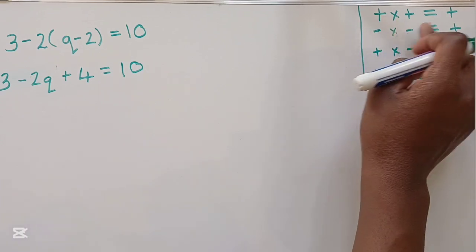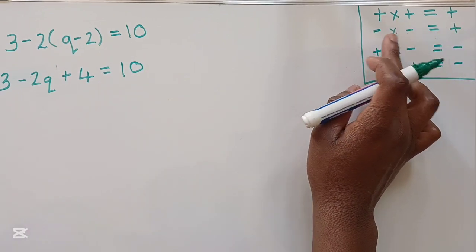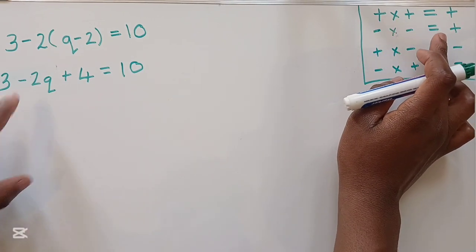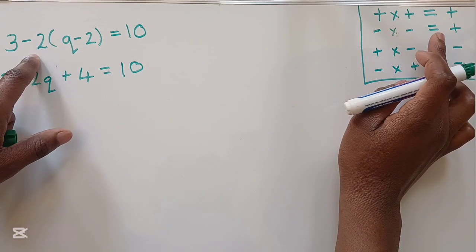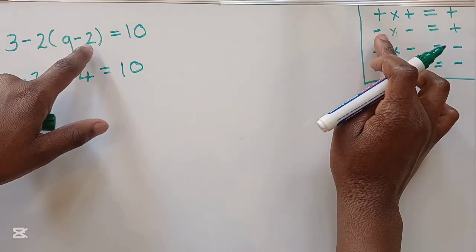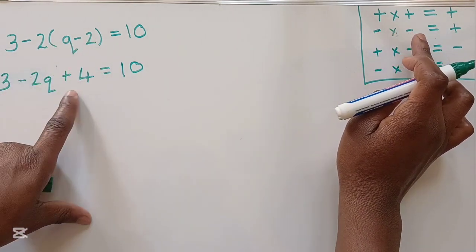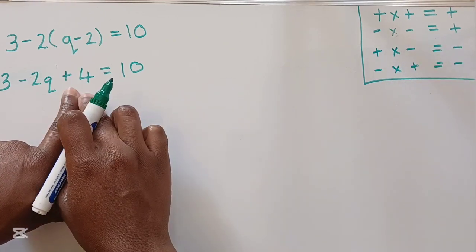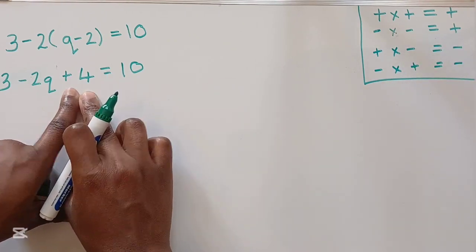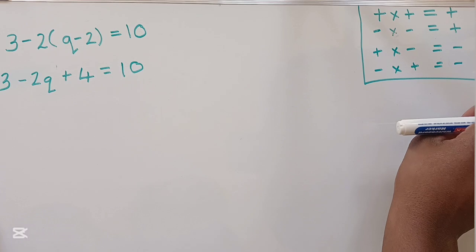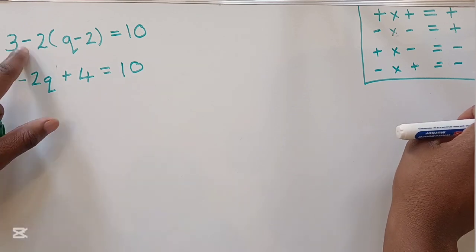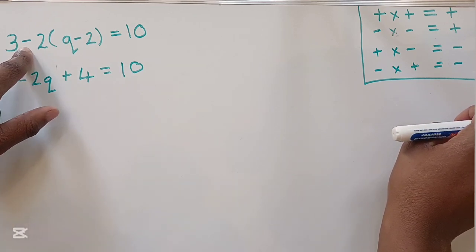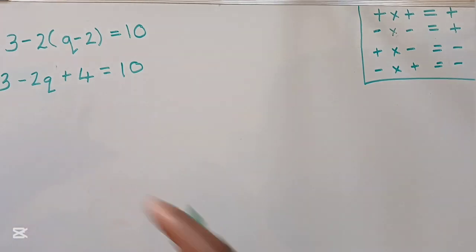Positive times positive will give you positive. Negative times negative will give you a positive. That's why here, negative 2 times negative 2 will give you a positive result, which is positive 4. That's how I got positive 4 here. So please just keep this table in mind, okay? A negative value times a negative value will give you a positive result. All right, now let's move on.